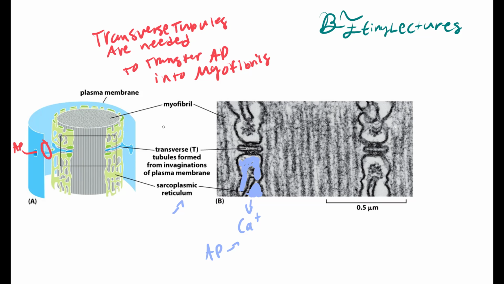Without these transverse tubules, the action potentials would have a longer time to get to the myofibrils, or they could not even reach the myofibril in the first place. And so therefore you would have a muscle paralysis, you wouldn't have muscle contraction. So therefore you need transverse tubules in order to transfer the action potentials into the myofibril.